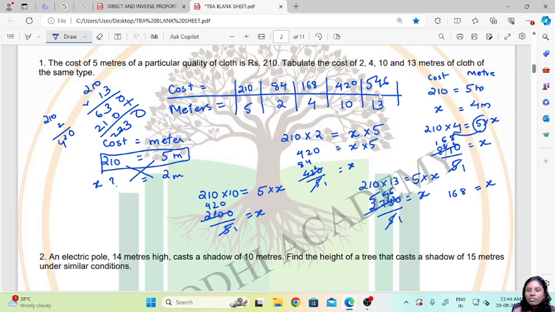So what is happening gradually is that as the meters are increasing, the cost of the material is also increasing, correct? So what we can say is that these two are in direct proportion, as in if one is increasing the other is also increasing. As the meters increase, the cost of the material also increases.